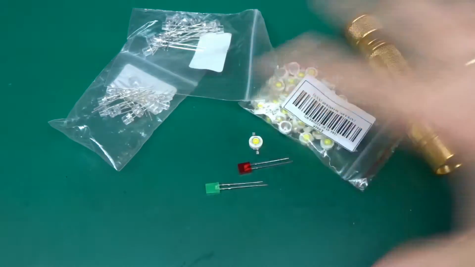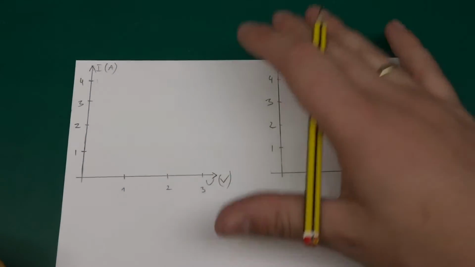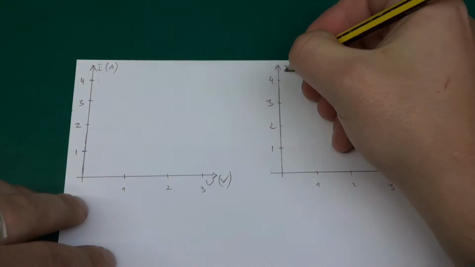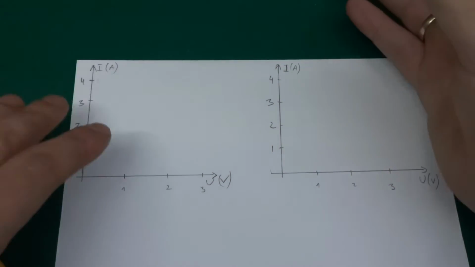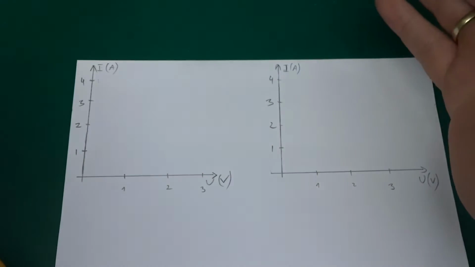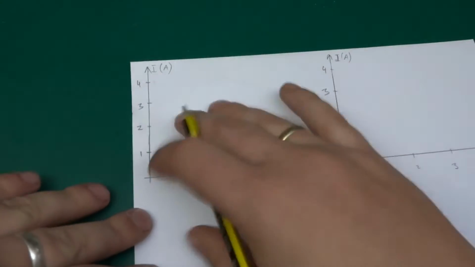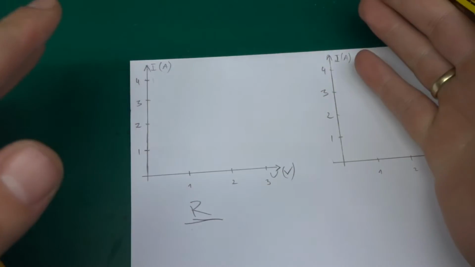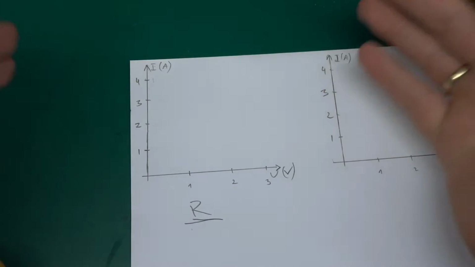So let me maybe first explain what that means. Here we have two little charts on which we'll try to compare a diode, a non-linear element, to a linear element like a resistor or a light bulb. So let's do this one first. This will be a resistor or resistive load, a light bulb, a linear element.